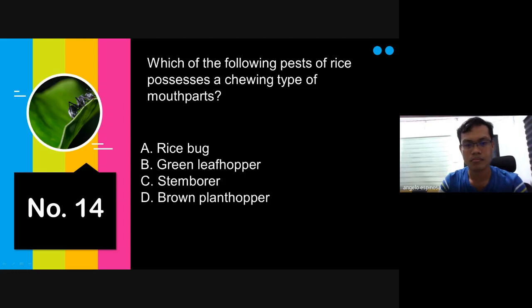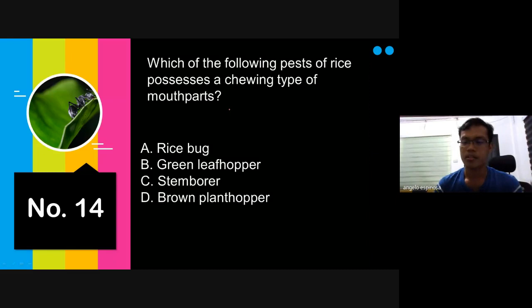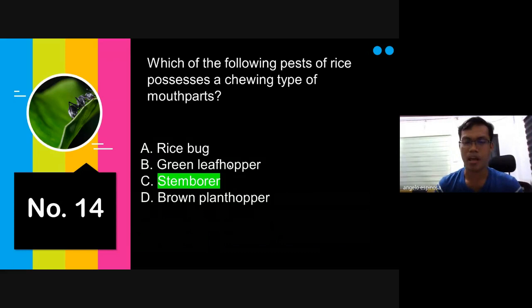Okay, let's answer the question. Which of the following pests of rice possesses a chewing type of mouthparts? The correct answer is letter C. It is stem borer. Okay, the correct answer is letter C, stem borer.